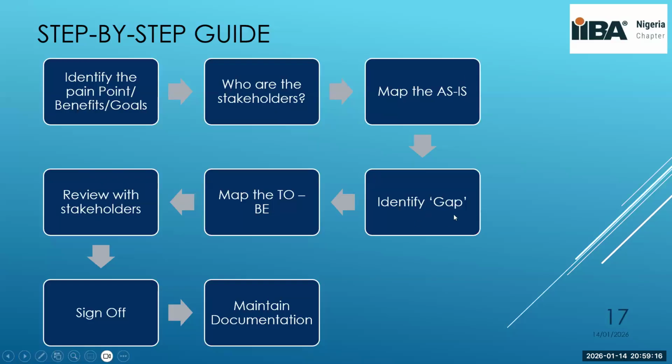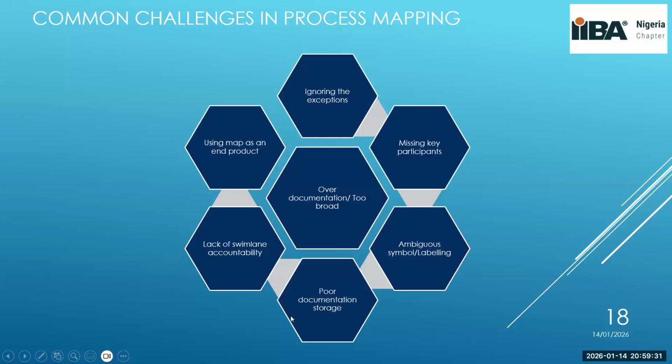We identify the gap, if there's any. Once you identify the gap, then you map out the to-be processes. You review that with the stakeholders, get a sign-off, and maintain your documentation. Common challenges in process mapping.